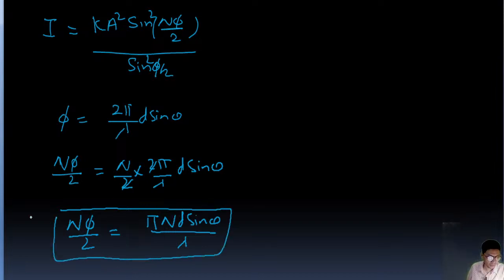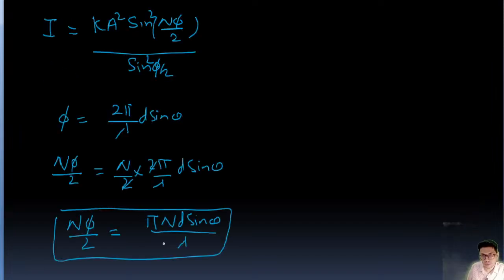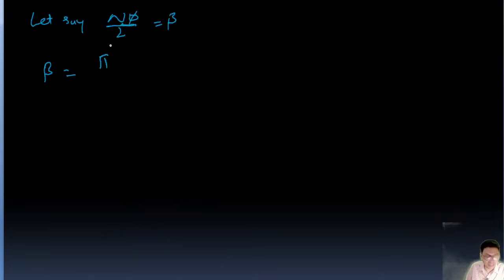Okay, so now let's say n pi by 2 is beta. Let's say it's beta. So then beta is going to be this one: beta is going to be pi n d sine theta upon lambda.